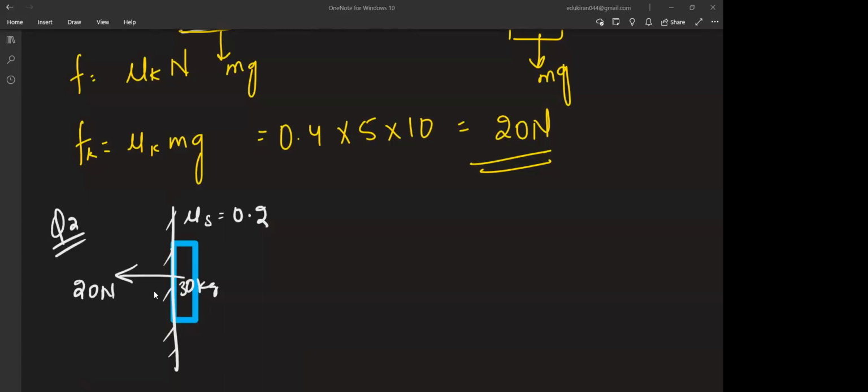Yes, tell me the answer for this question. Coefficient of static friction is 0.2. 20 Newton of force is acting perpendicularly here. 30 kg is the mass. What should be the frictional force? All of you should try. Send your answers to me. I'll discuss them.